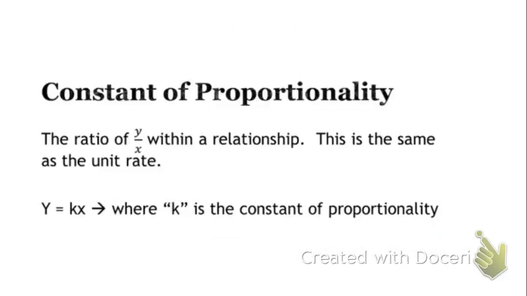Let's put into words what we just did, and these words are also going to go into your notebook. The constant of proportionality is the ratio of y divided by x within a relationship. This is the same as unit rate. So y equals kx is the equation for constant of proportionality, and in that equation, k is the constant of proportionality. I would like to find this equation written in your notebook as well as labeled. K needs to be labeled as the constant of proportionality. Y over x is the ratio.